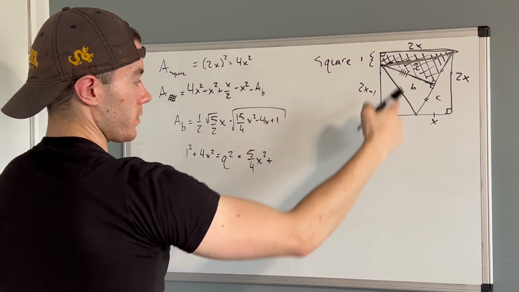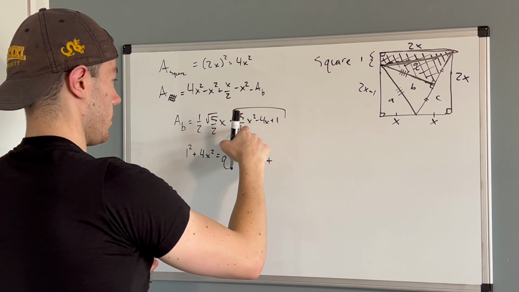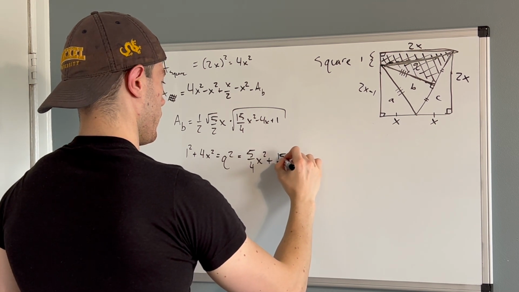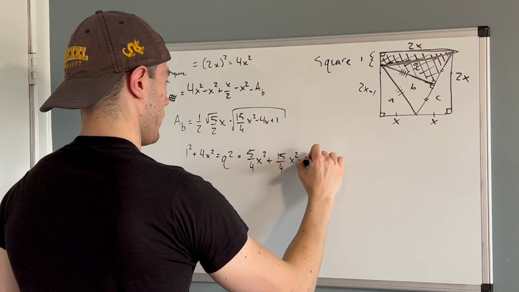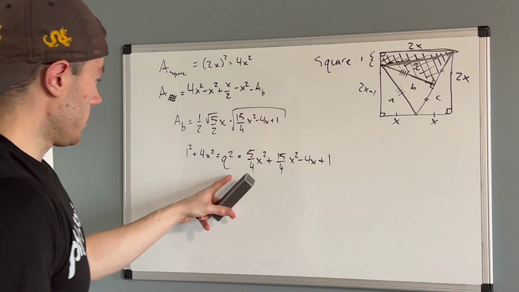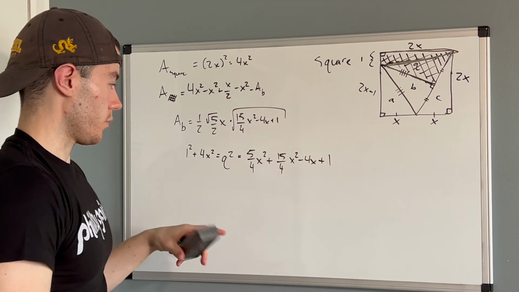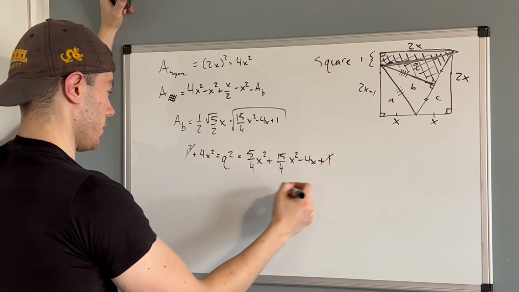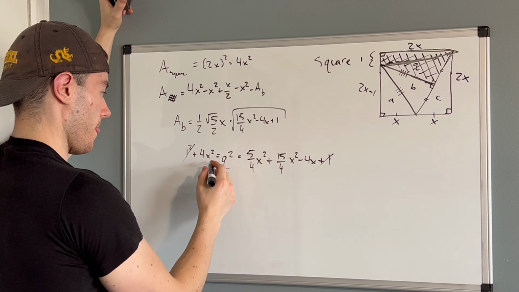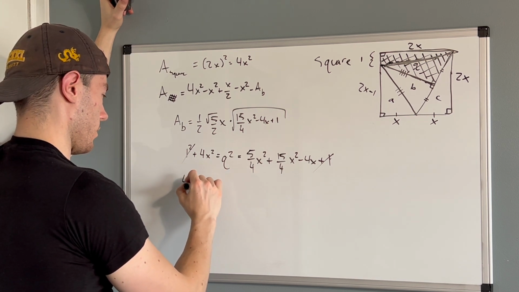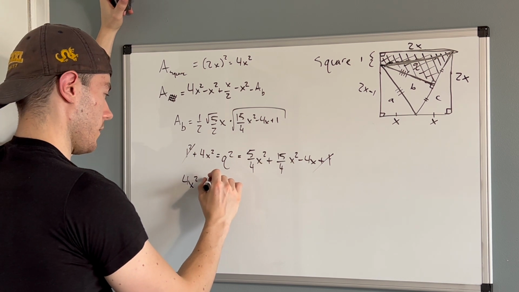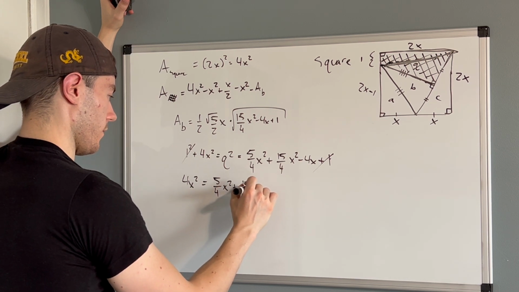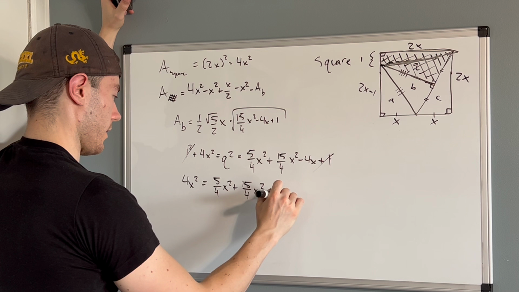plus 4 squared, and 4 is this mess. So if we square it, we get 15 over 4x squared minus 4x plus 1. So we have q is equal to both of these things, which means they're equal to each other. We can cancel some terms. This 1 is going to cancel with this 1. We got 4x squared equals 5 over 4x squared plus 15 over 4x squared minus 4x.